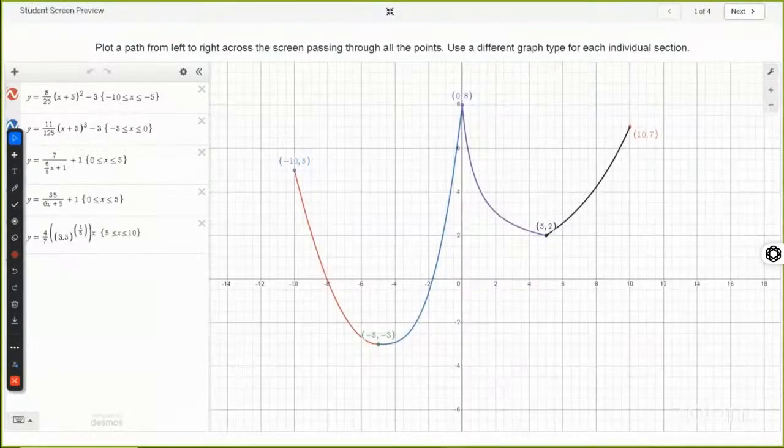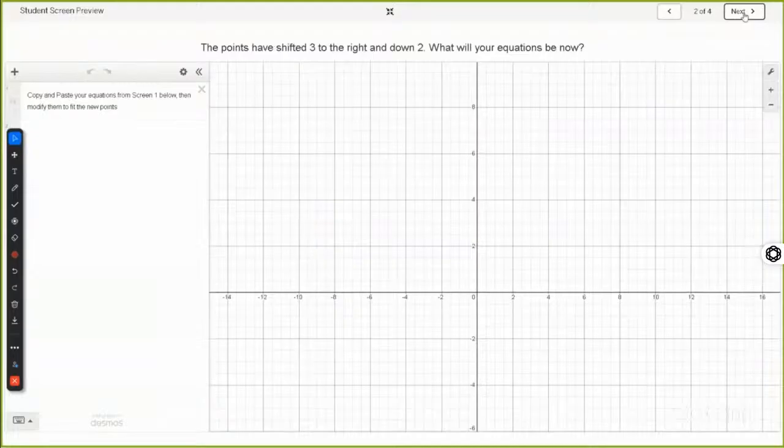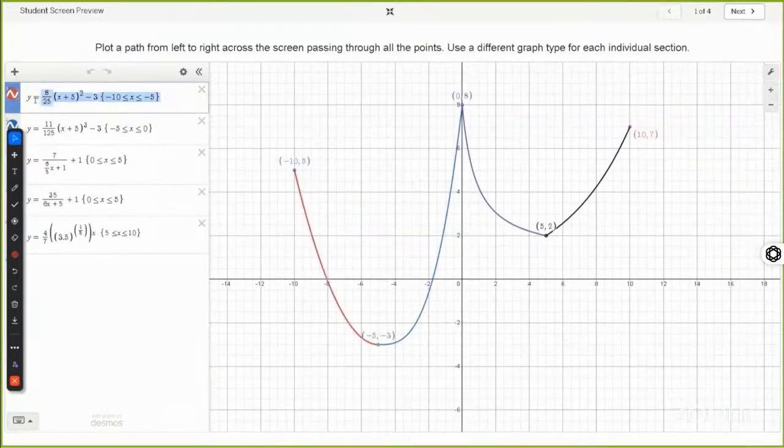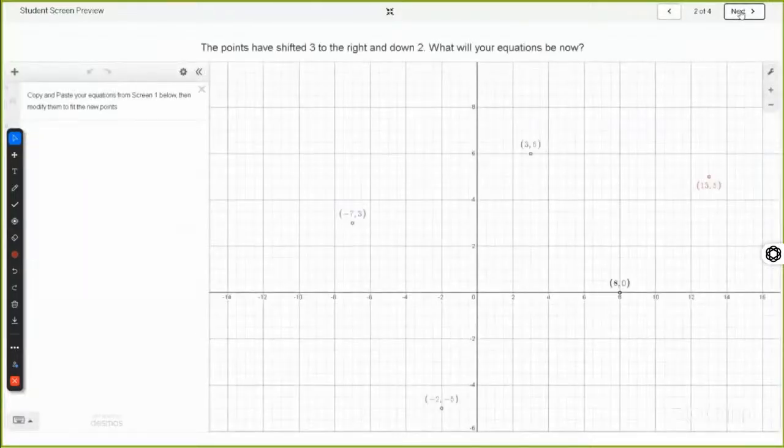Here are the graphs, and in the next part now I need to transform each of the graphs so that they fit the new points which are given here. Okay, so what I'm going to do is bring equation by equation and see if I can transform each of these. And this will test my ability to do horizontal shifts and vertical shifts. Now, do I actually understand them?